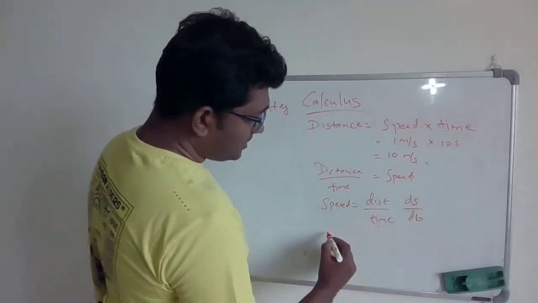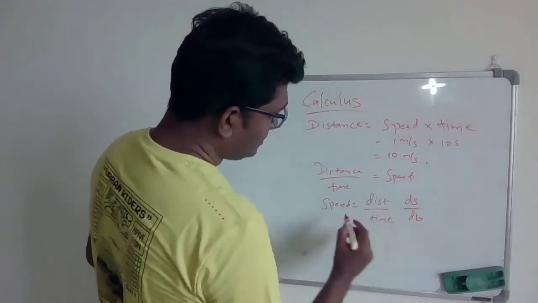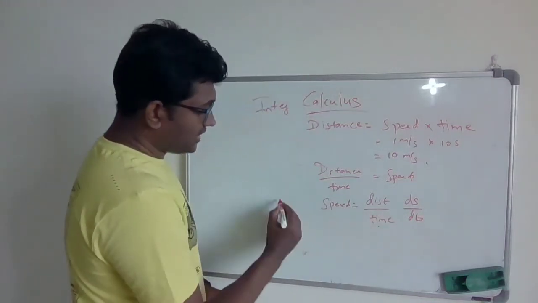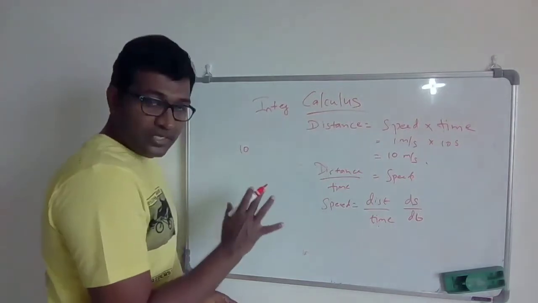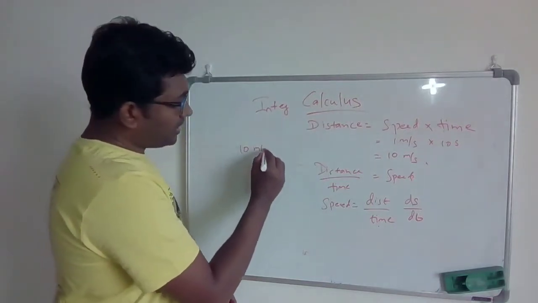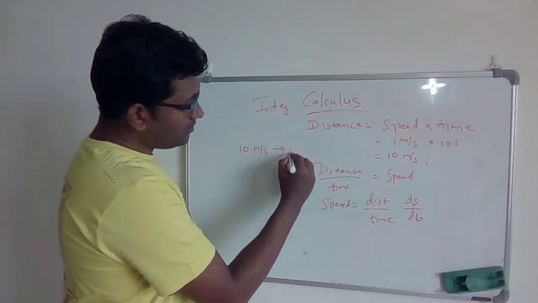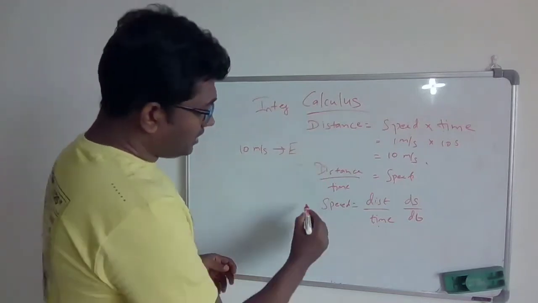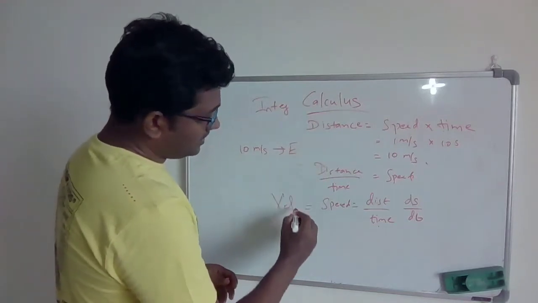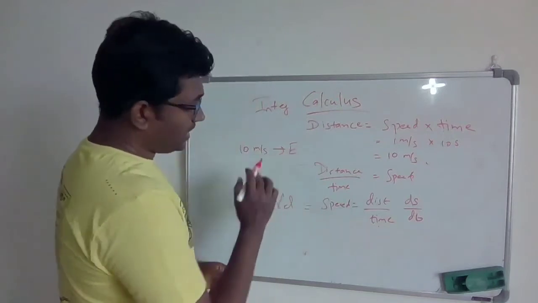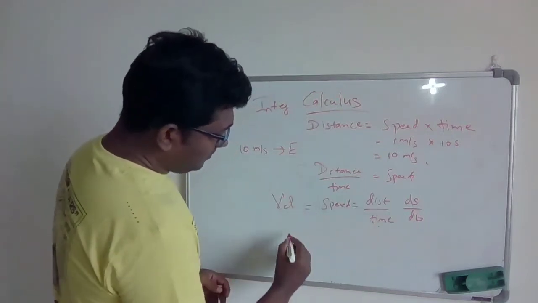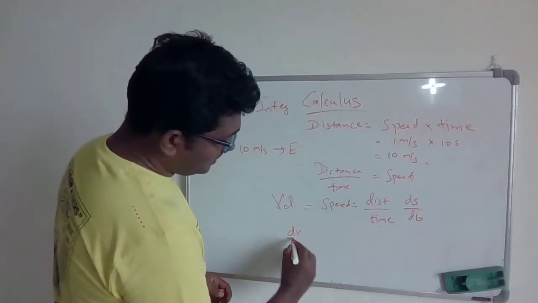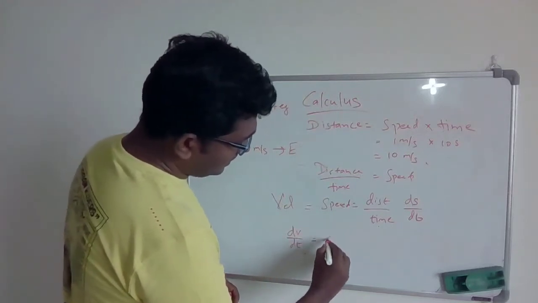Now this is actually called velocity if you have a vector. Speed is a scalar quantity. If you say I'm moving at 10 meters per second, it is speed. If you say I'm moving 10 meters per second towards east, then it becomes velocity. So we call this velocity if it has magnitude as well as direction. Now the rate of change of velocity with respect to time is called acceleration.